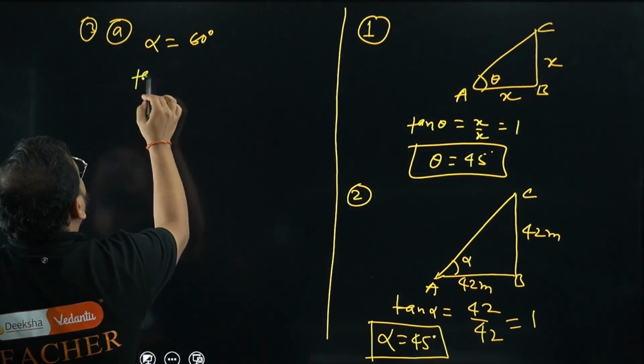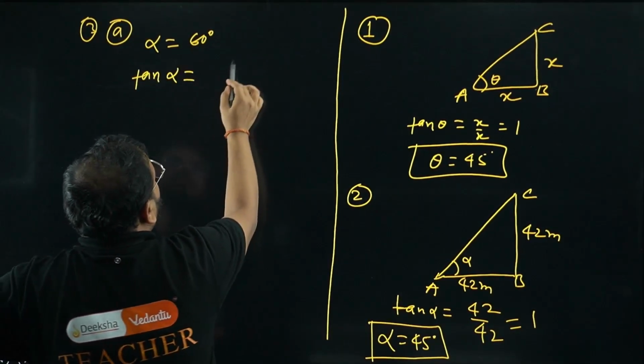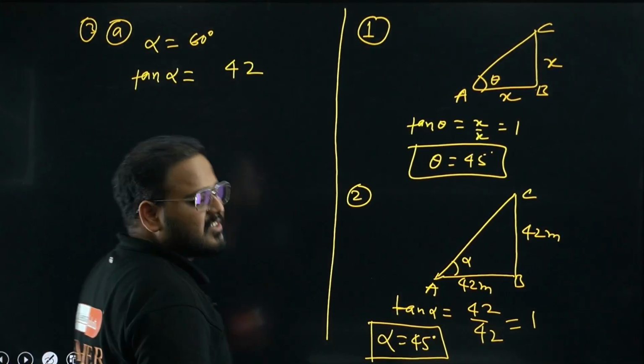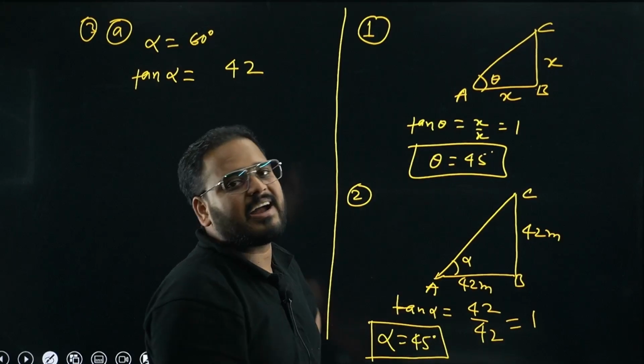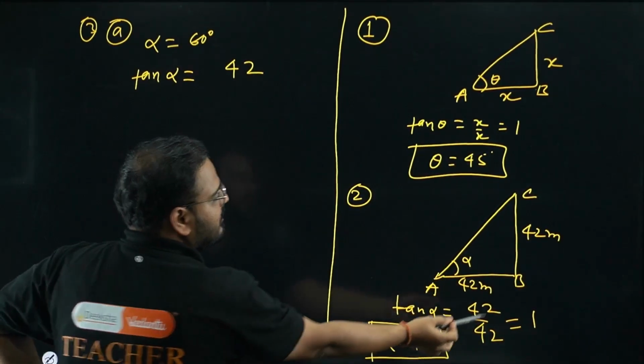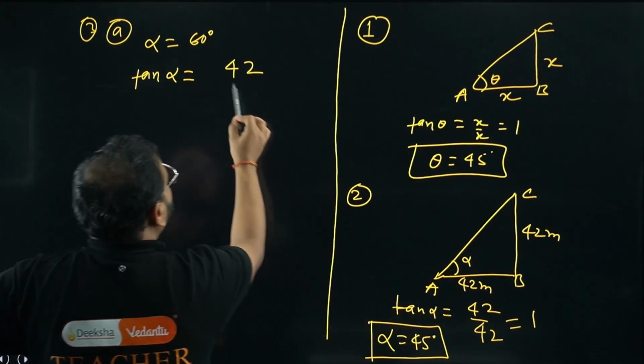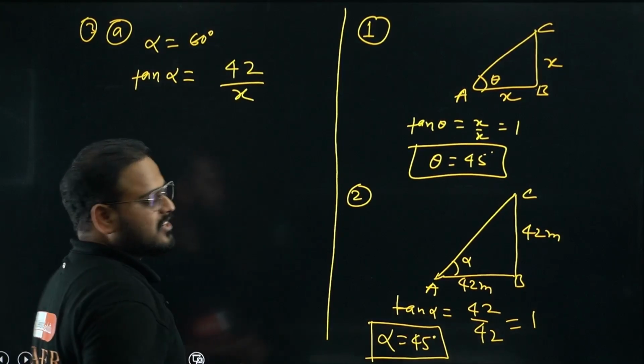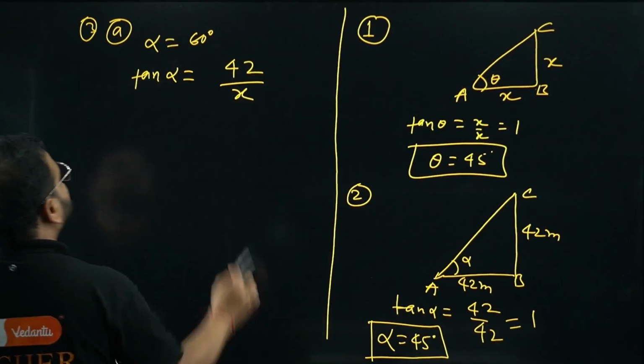Same concept. Tan alpha will be what? 42 will change or not? How can it change, sir? The height of the indicator will not change, right? That will remain the same. This part will remain the same. So 42 by the changed distance x. Okay, so we're looking for the x value.